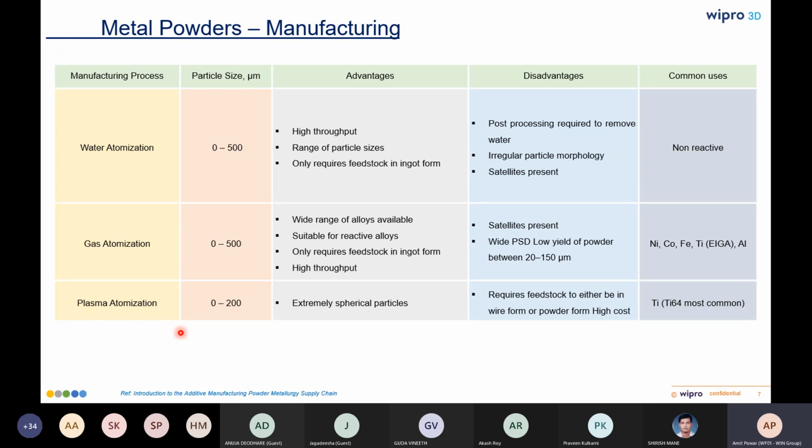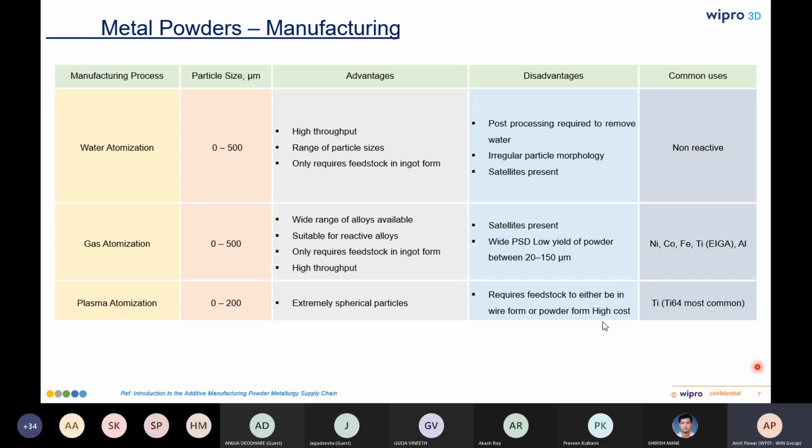Some of these are disadvantages also. The third one is plasma atomization. Through this process you will have very good control over the process, and extremely spherical particles can be produced. It requires the feedstock to be either in wire form or powder form, which is high cost, and that's why the powder manufactured through this process is very high in cost. So for aerospace sectors, you can choose the plasma atomized powders.